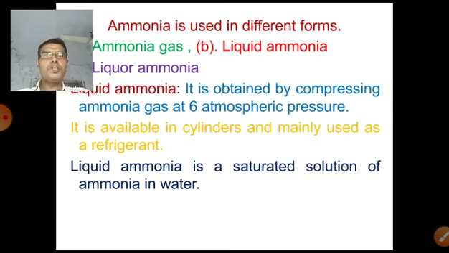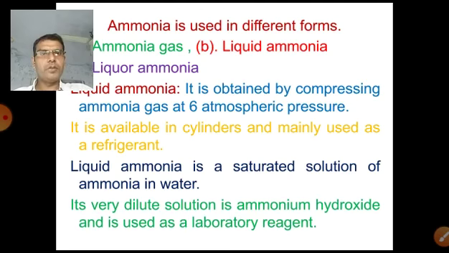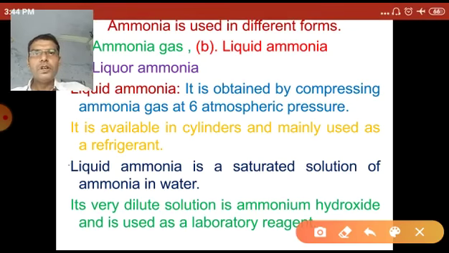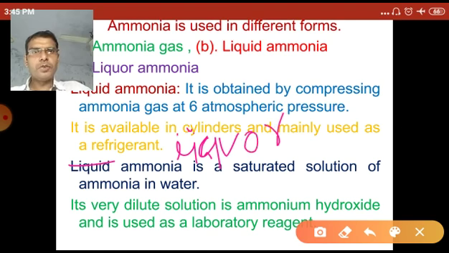Liquor ammonia is a saturated solution of ammonia in water. So not liquid ammonia, but liquor ammonia, spelled L-I-Q-U-O-R. Liquor ammonia is a saturated solution of ammonia in water. So when ammonia dissolves in water, the maximum amount of ammonia gas is dissolved in the water.